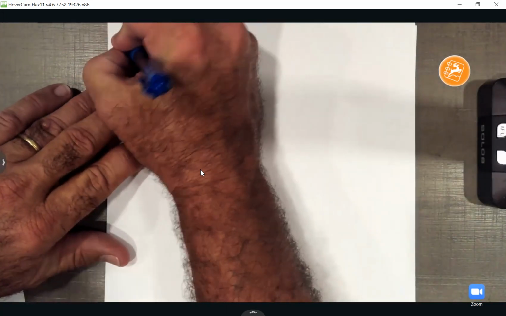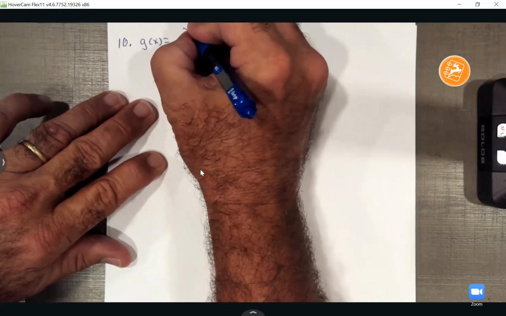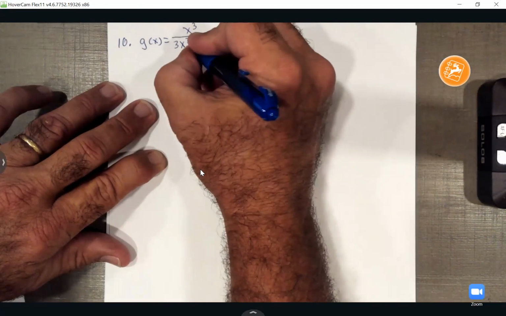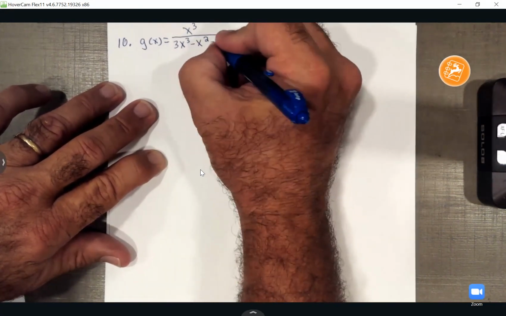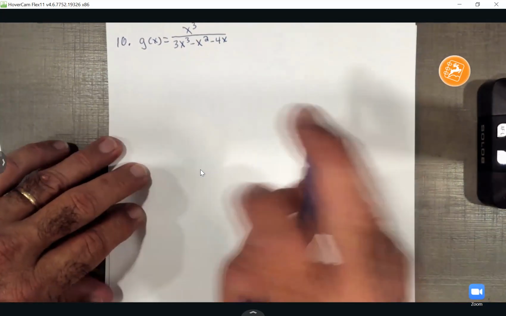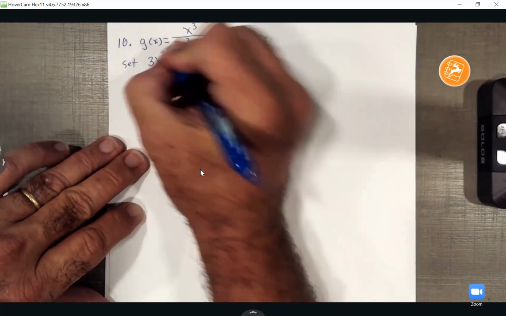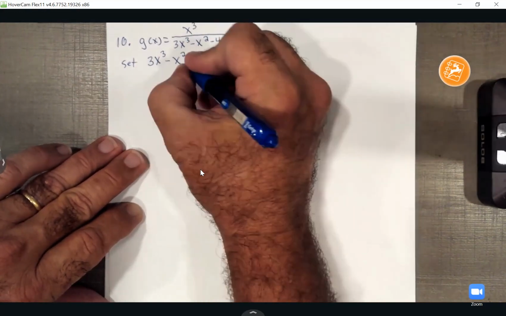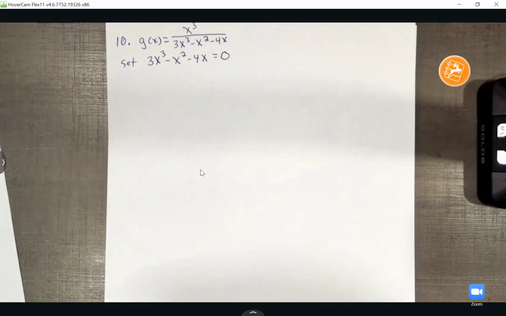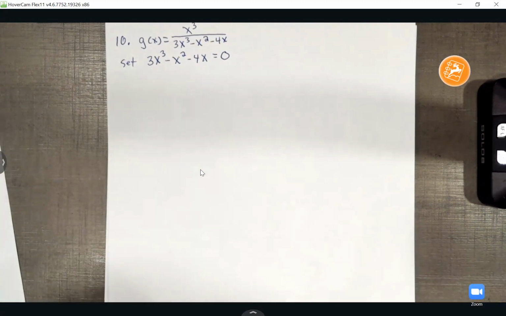So this will be number 10. I got g of x equals x to the third over 3x to the third minus x squared minus 4x. And we're still finding vertical asymptotes, so I'm going to set the bottom equal to 0 again. So that's the x to the third, so we can't factor that into our 2 sets of parentheses yet. So I got to do one thing first.